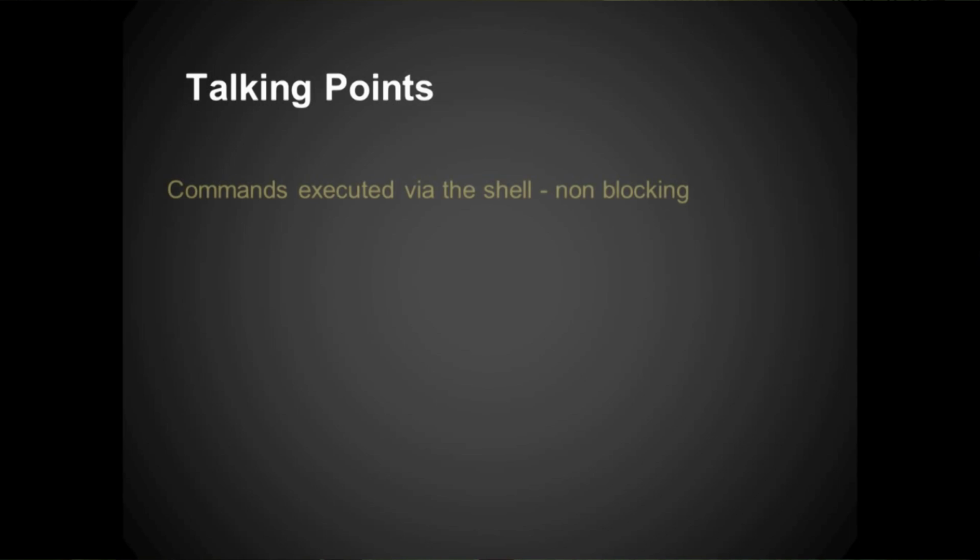So some talking points to go over before we get into the demo. Commands executed via the shell using git shell are non-blocking. They're asynchronous calls, so you can call them from your main UI thread. They won't block. You need to utilize the callback methods in order to know when your command is completed, when output has been retrieved from your command, and when your command has been terminated.